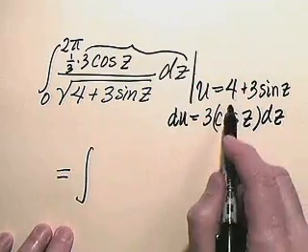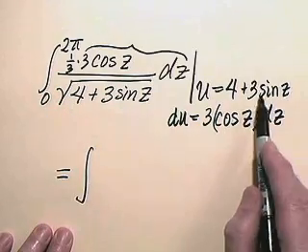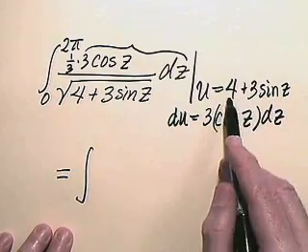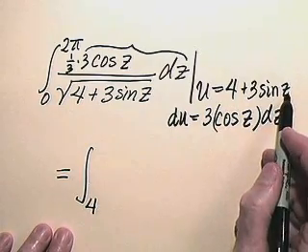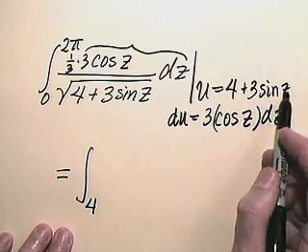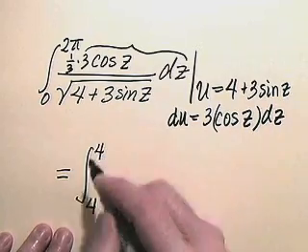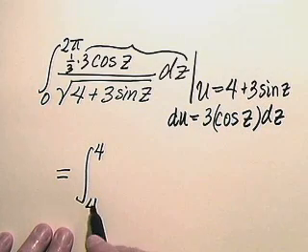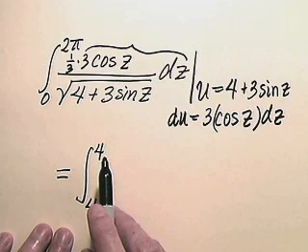New limits, what are our new limits? When z is 0, sine of 0 is 0, and u is just 4. When z is 2 pi, sine of 2 pi is 0 again, and this is just 4. And so we know our definite integral from 4 to 4 is 0.